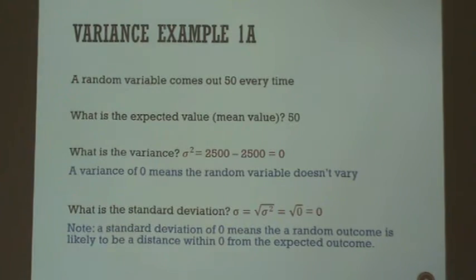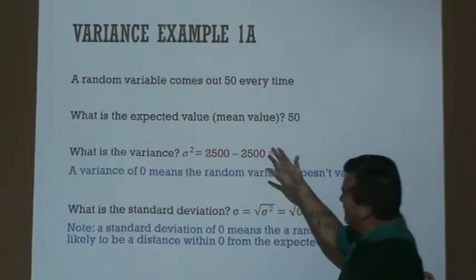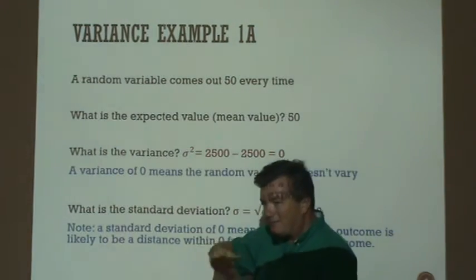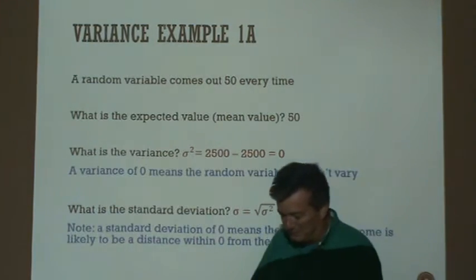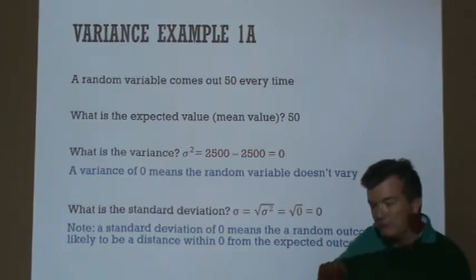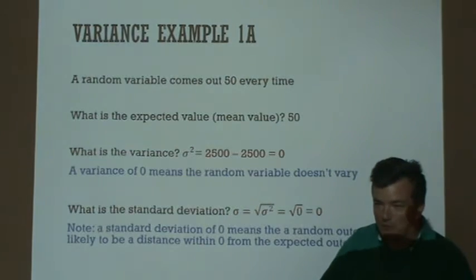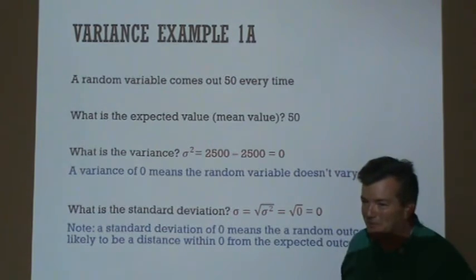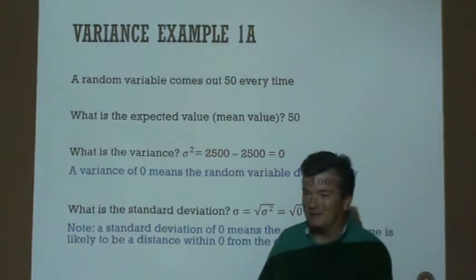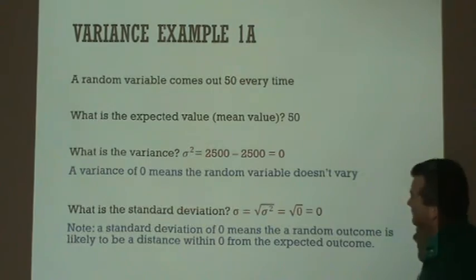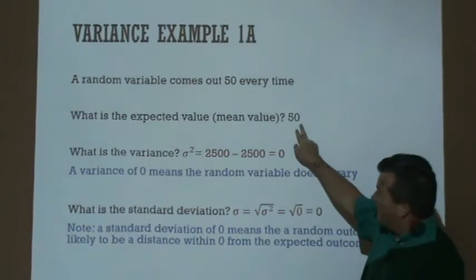Suppose, and I kind of went out of my way to just have interesting variances. Suppose you had a random variable that comes out 50 every time. Let's say we had a coin that had 50 written on both sides, and you flip the coin. Every time it comes out 50, right? So what would the expected value of a flip be? You'd say there's a 100% chance it's going to be a 50, so the expected value would be 50.